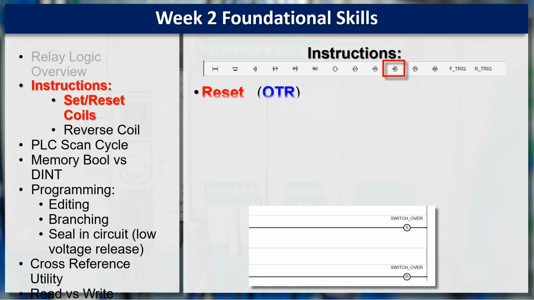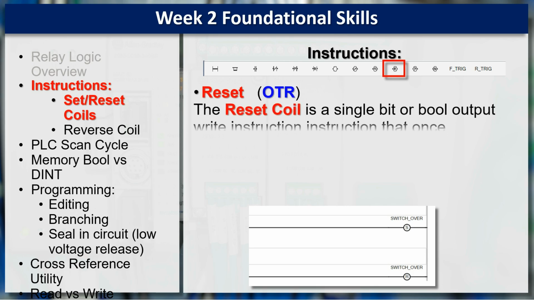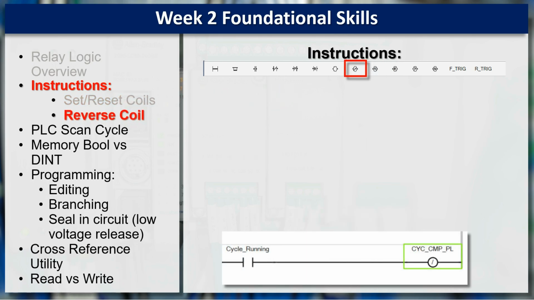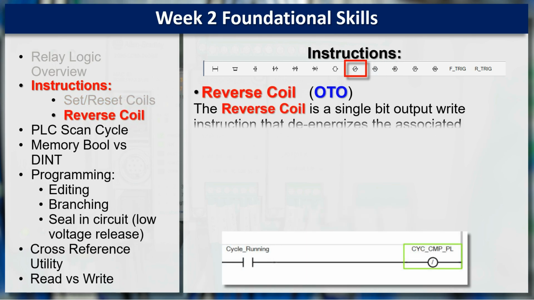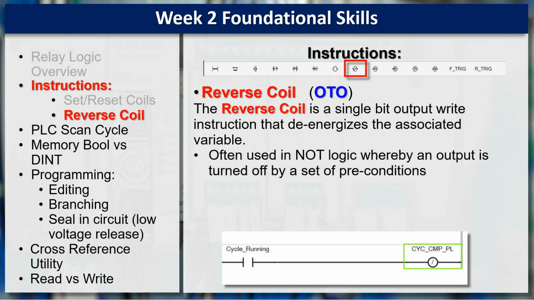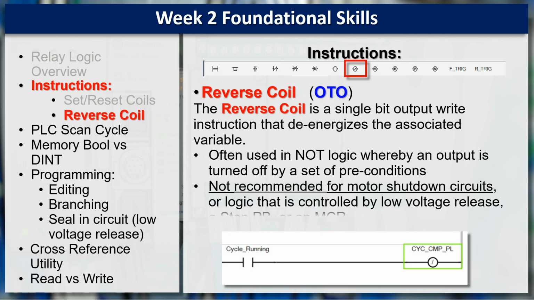The reset instruction, or OTR, is a single bit or rule output instruction that once energized, de-energizes the named variable. It's often used to clear a memory bit. The reverse coil is a single bit output write instruction that de-energizes the associated variable. Often used in NOT logic, whereby an output is turned off by a set of preconditions. It is not recommended for motor shutdown circuits or logic that is controlled by low voltage release, a stop push button, or an MCR.